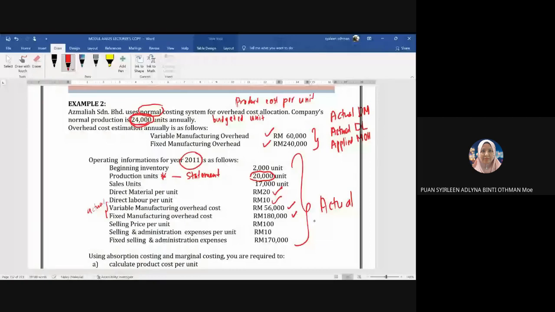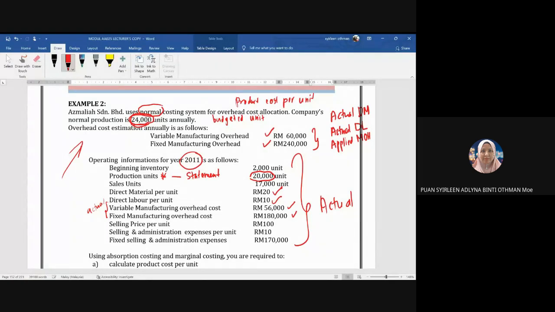Yes, Georgina? Georgina angkat tangan kenapa? Tertekan. Tertekan ke tertidur? Yes, Georgina, you want to ask me something? Tak.